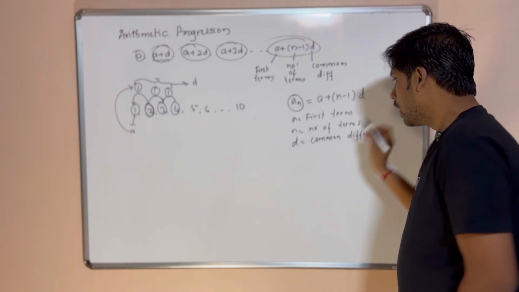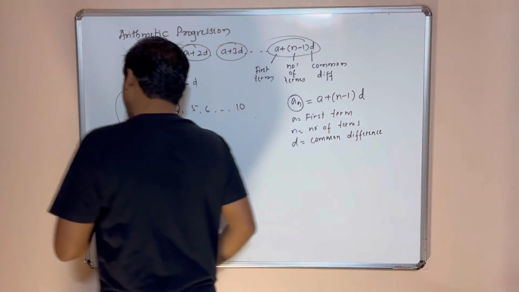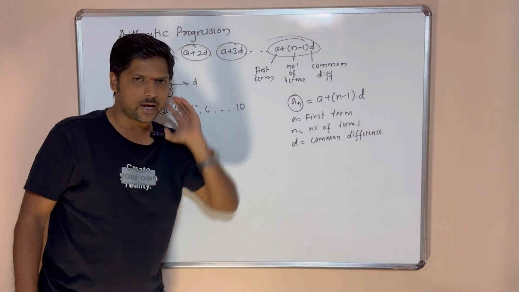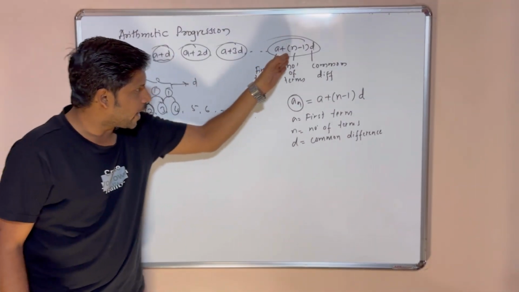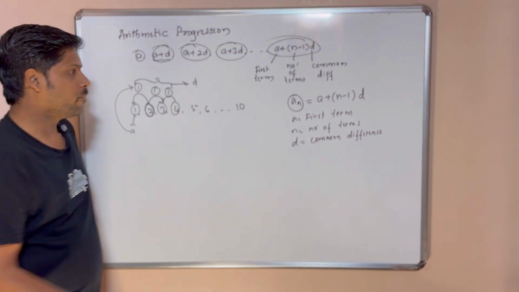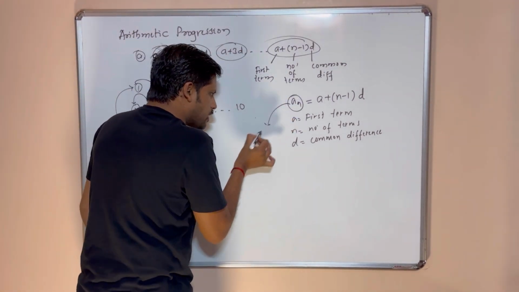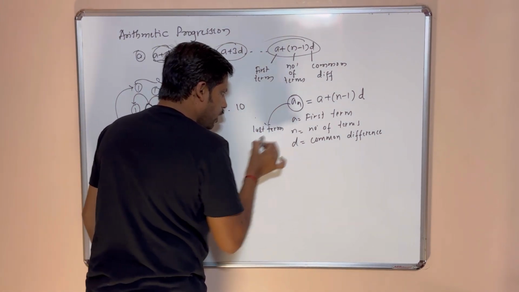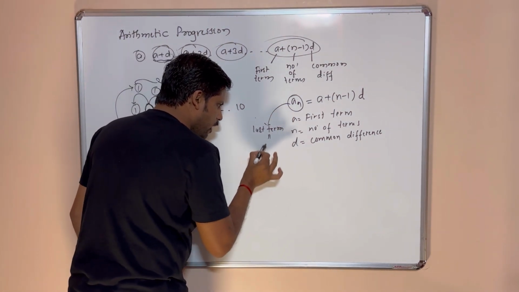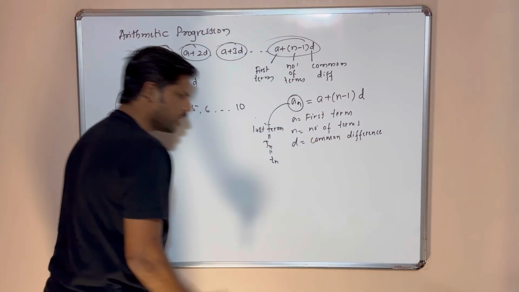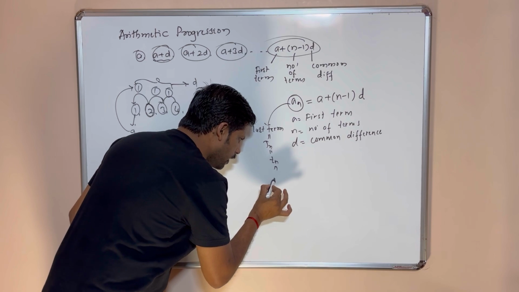We are counting the numbers from starting to end. What about if end to starting? So here an is the last term. And an, the last term, can also be defined as tn, or small tn, or else l.